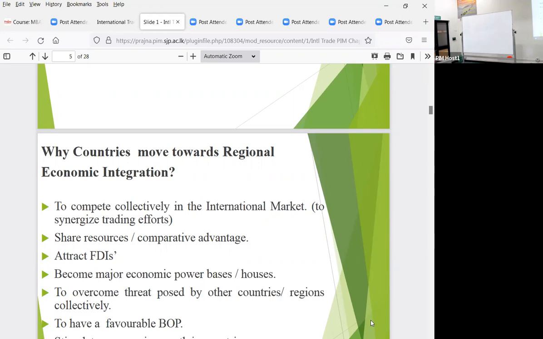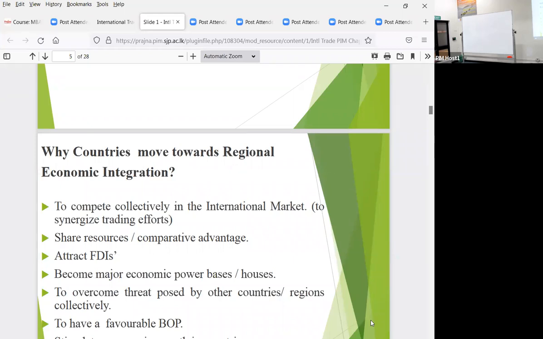The first one is natural resource seeking. Then the second one is market seeking. Then the third one is efficiency seeking. The fourth one is strategic assets, right? Now, these are the types of FDI, right?